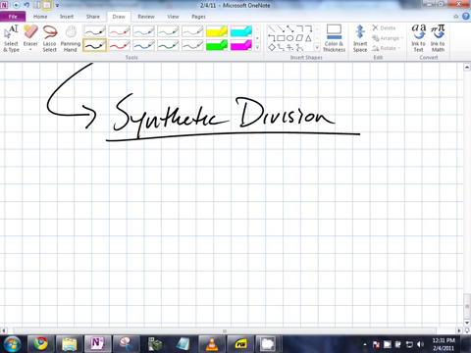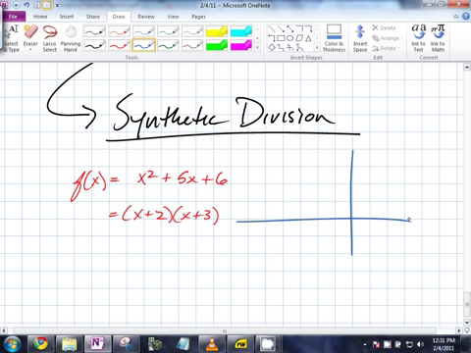Have we seen functions that look like this before? What is that? Quadratic. It factors into x plus 2 times x plus 3. And what does that look like? It looks like an upwards facing parabola with zeros at -2 and -3. We good with that? I'm pretty happy with that.